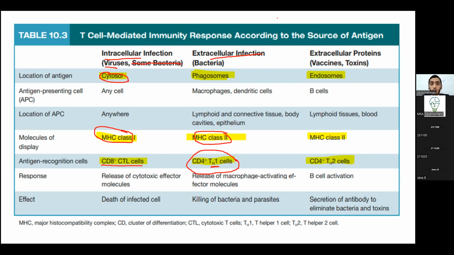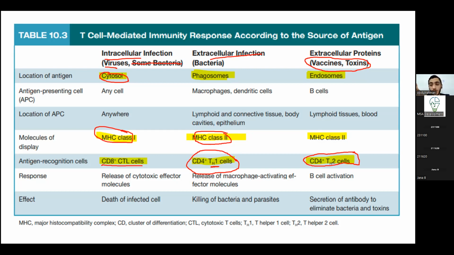And the last one is extracellular proteins, which include vaccines and toxins. I remember we had this question in our exam, and the answer was T helper cells type 2. And I got it wrong, so don't make my mistake. And just remember that toxins, now how to remember it? Remember what we said, that toxins are going to be neutralized. Okay, so toxins are going to be attacked by neutralization.